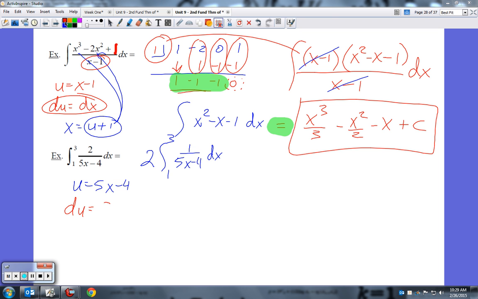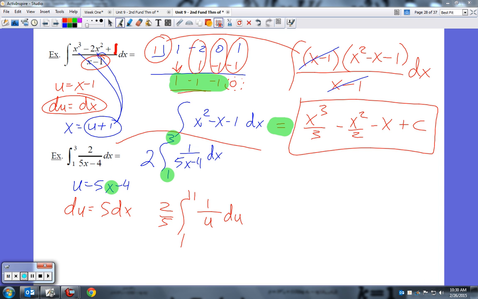du is 5 dx. Melanie, how am I going to write my new integral? 1/5 on the outside, and with the 2 becomes 2/5. And then the integral of 1 over u du. Almost. What else? It's in terms of u, so you've got to change your bounds. Change the bounds from 1 to 3, by putting them in here, to 1 to 11, because 3 times 5 is 15 minus 4 is 11.